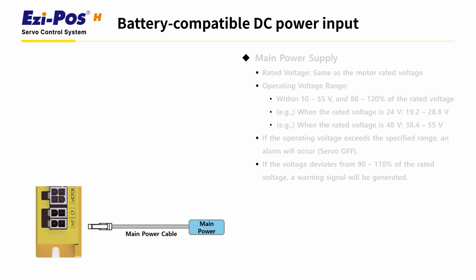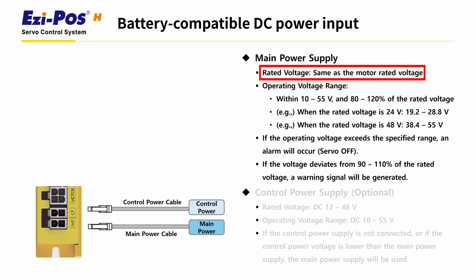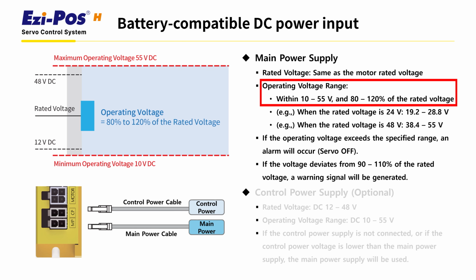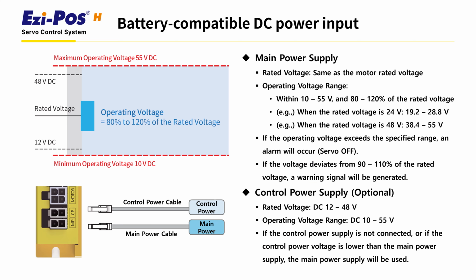Ezi-POS has a main power input and a control power input, providing 2 separate power supply inputs. The main power is used to drive the motor and matches the motor's rated voltage. The operating voltage range is 80% to 120% of the rated voltage within 10 to 55 voltage. If the voltage goes beyond this range, overvoltage or undervoltage alarms occur, and the servo is automatically turned off. If the voltage deviates from 90% to 110% of the rated voltage, a warning signal is generated, although operation is not affected. The control power is used for control logic.